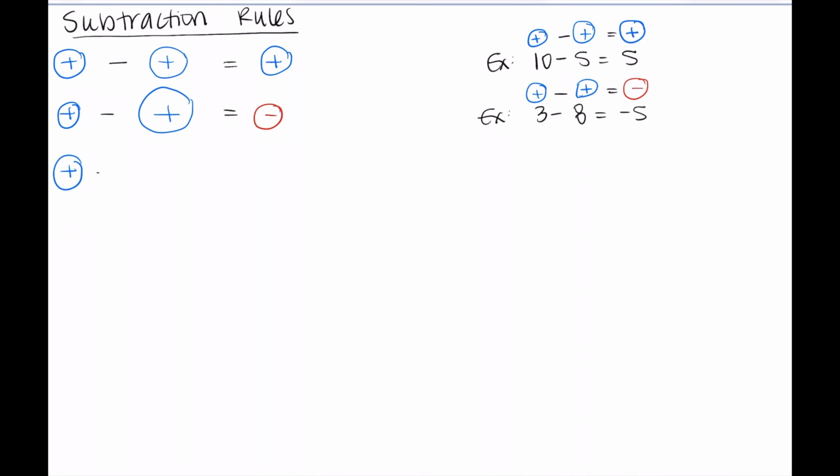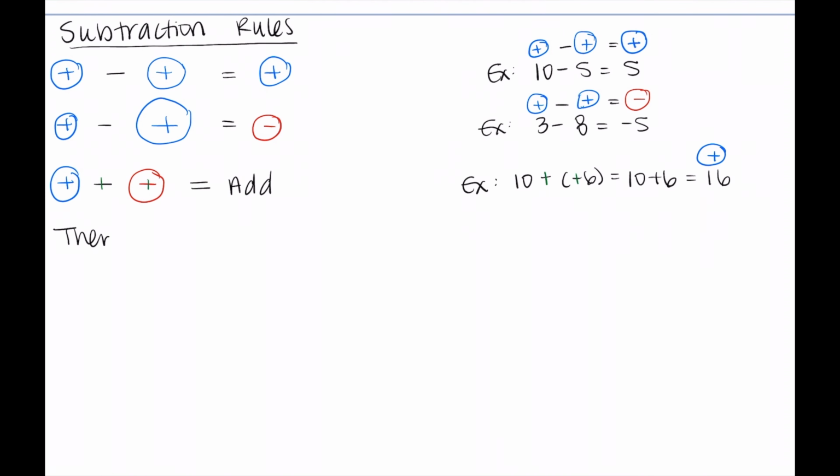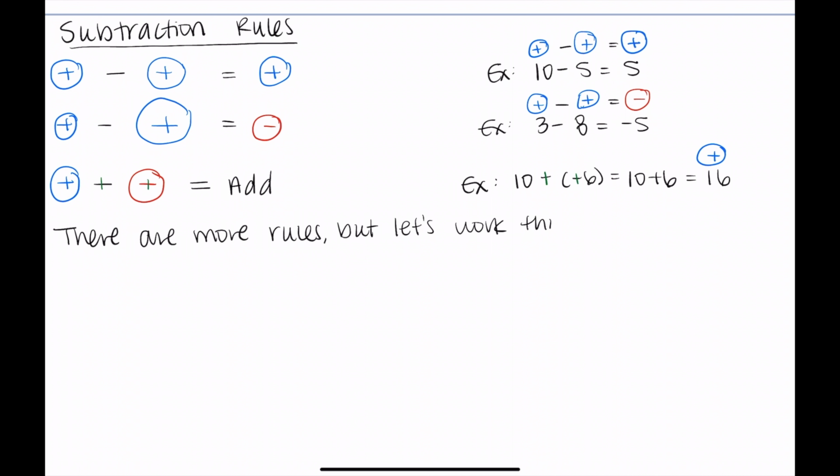Now, what happens if we have a positive integer minus a negative integer? Well, those two minus signs will turn into addition signs, so we're just going to add. An example for this one could be 10 minus negative 6. Those two minus signs turn into a plus sign. That would turn into 10 plus 6, which is 16, and in this case would be a positive answer. So there are many other rules, but it all depends on the absolute values of each integer.